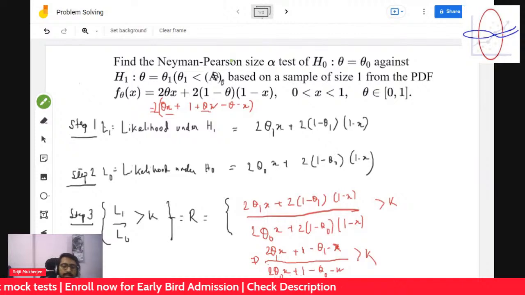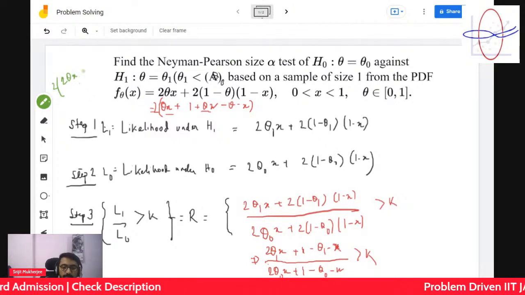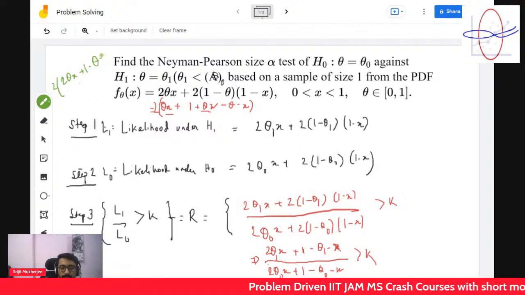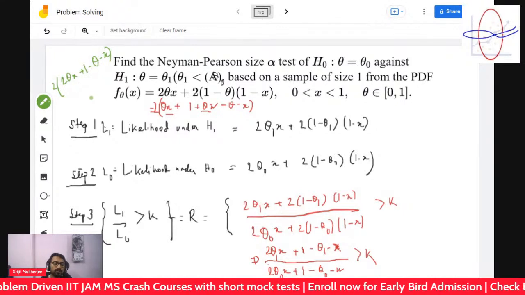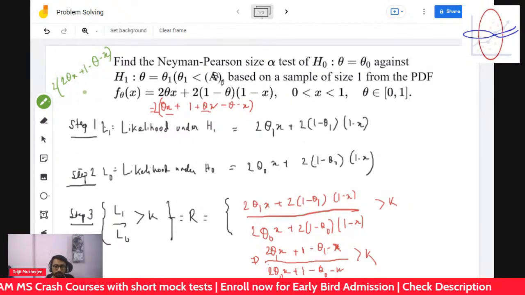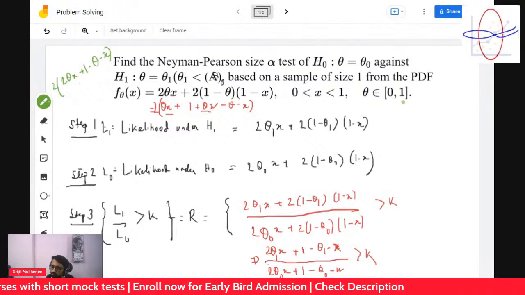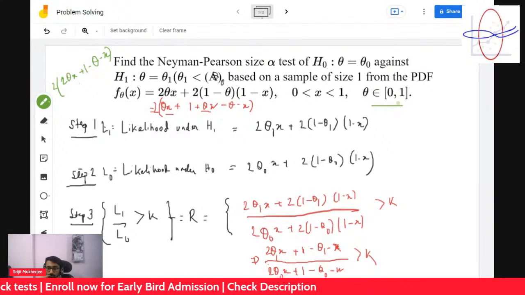So you can understand that f theta is nothing but twice theta x plus 1 minus theta minus x. So if you integrate that from 0 to 1, it will be, already theta is given between 0 and 1, so there is no problem, right?